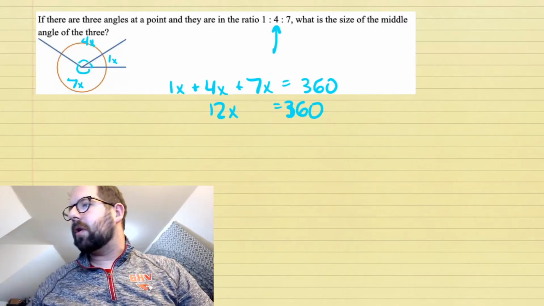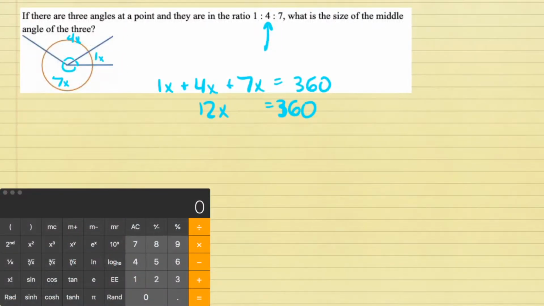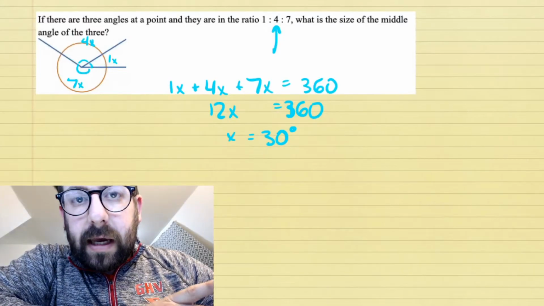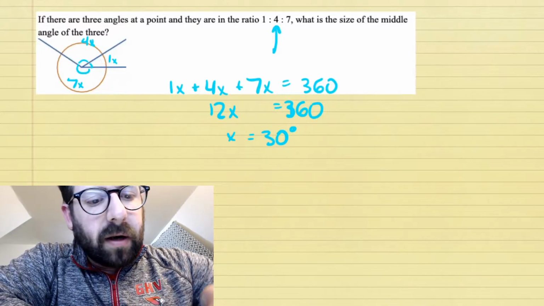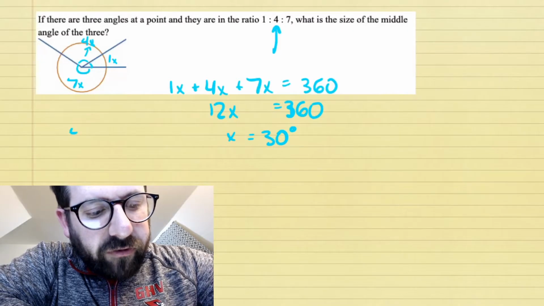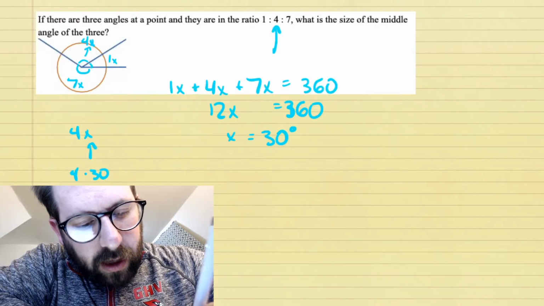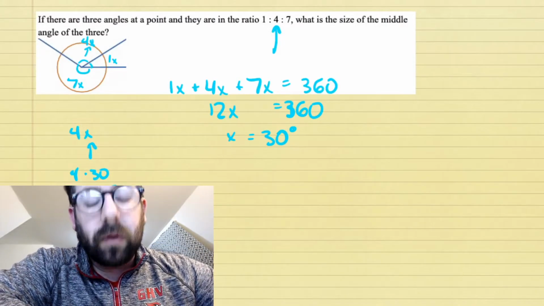I think it should be 30, but let me transfer to my calculator here. So 360, and we're going to divide by 12. 30. So x is equal to 30. Now, that is just what x is. What we need to do is figure out what the original angle should have been. We want to find the size of the middle one, so we need to plug the 30 in here. 4x is the middle angle. 30 times 4, that's 120 degrees, and that's the angle they're looking for on this.